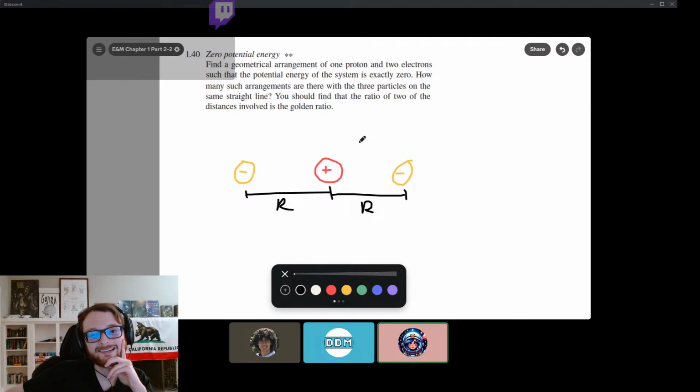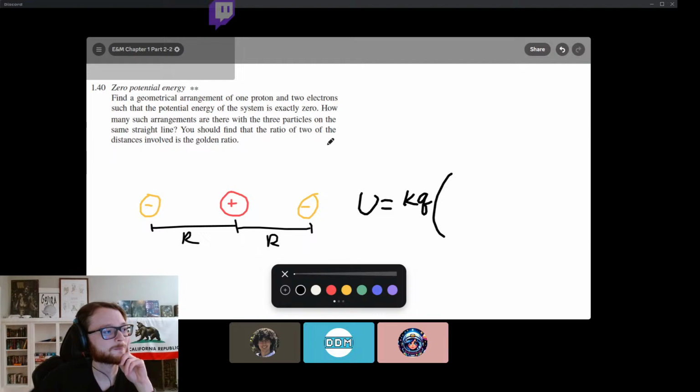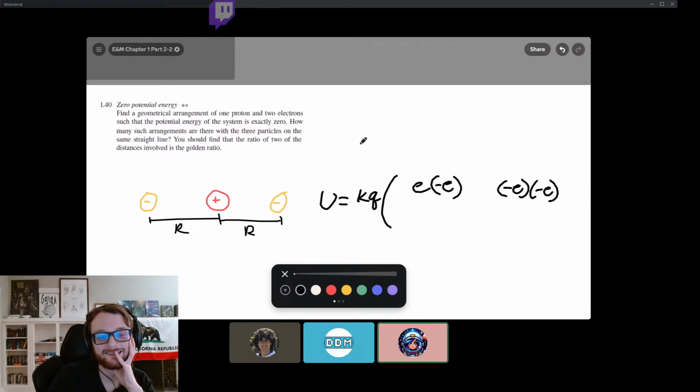And since they need to just be on one line, that should keep the equations pretty simple. We should be able to do this with the potential energy equation. And there are 3 terms that we'll need, correct? Right. So like U would equal KQ times an electron and an anti-electron, or proton, whatever. It's all the same physics. Yeah. And an electron and another electron. And we just got to figure out the denominators and stuff.